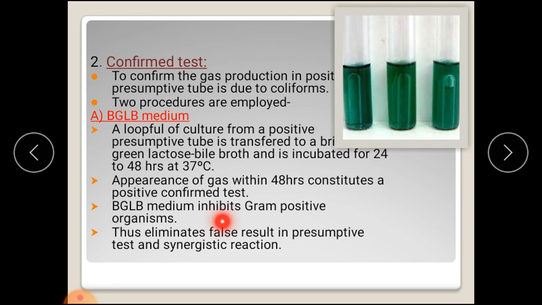In the presumptive test, gas formation has occurred. Now we have to prove that the gas formation is due to gram negative bacteria and not by gram positive bacteria. So we used what? BGLB medium. In the BGLB medium, the gram positive bacteria are inhibited and only the gram negative bacteria produce the acid. Thus it eliminates the false result in the presumptive test and the synergistic reaction.